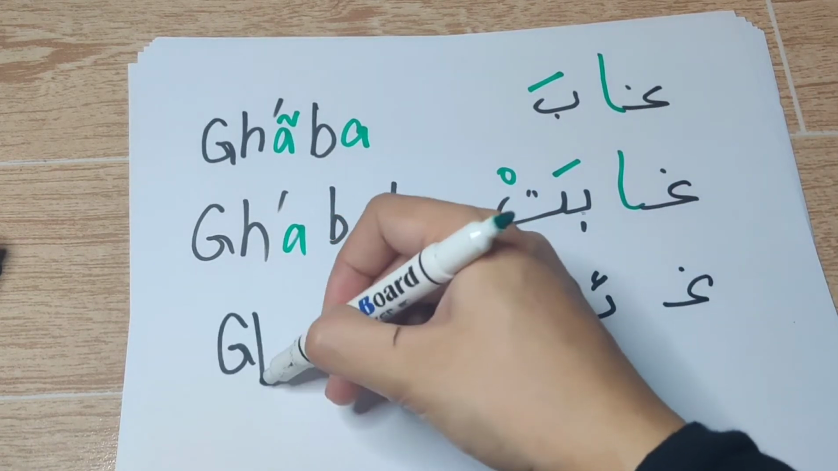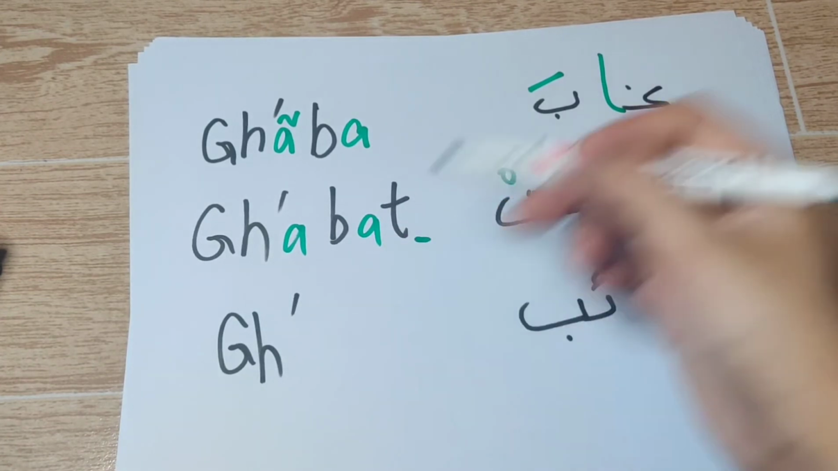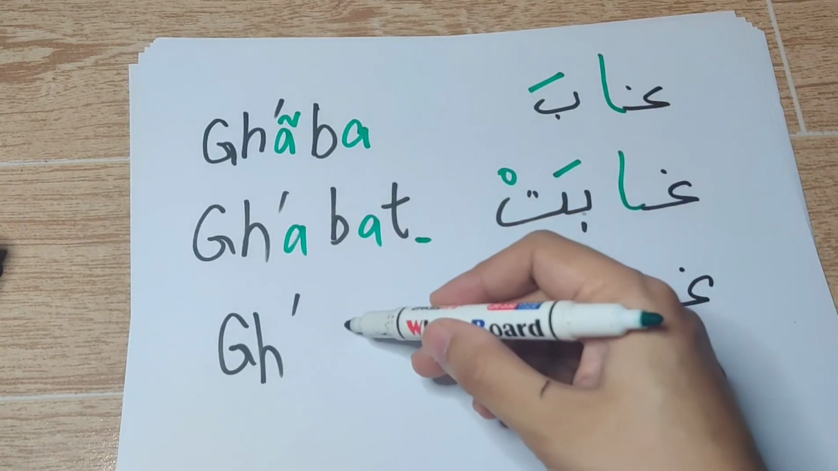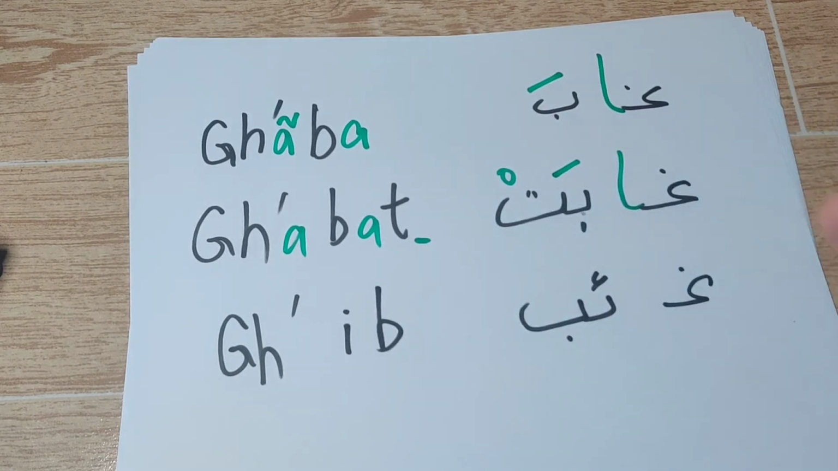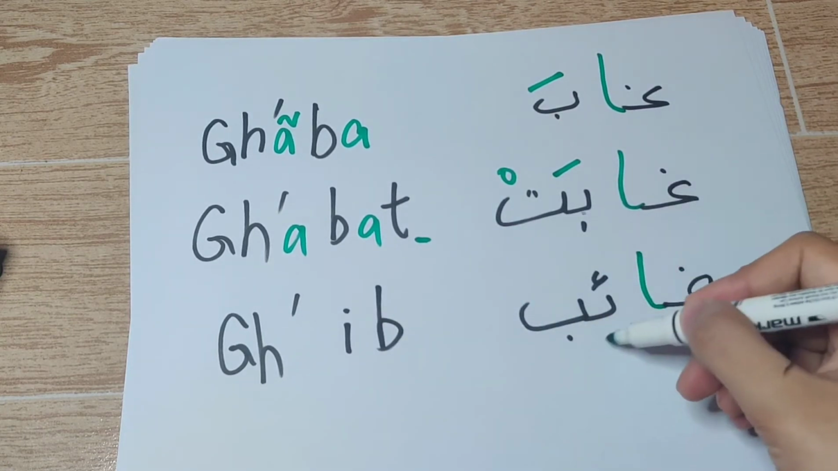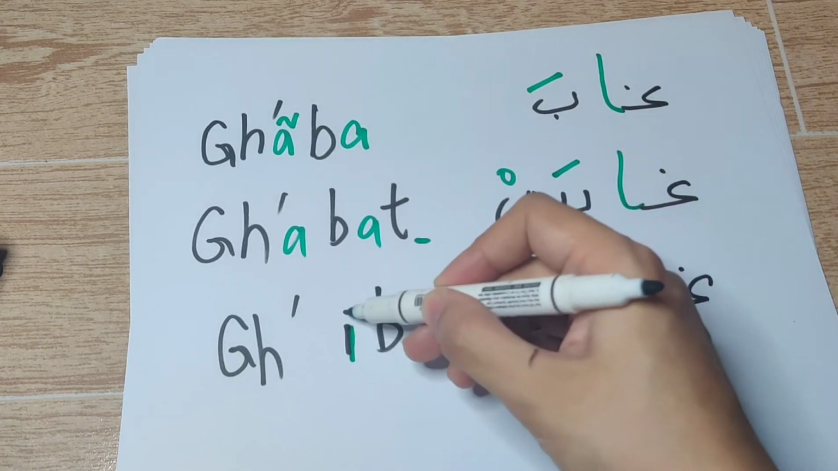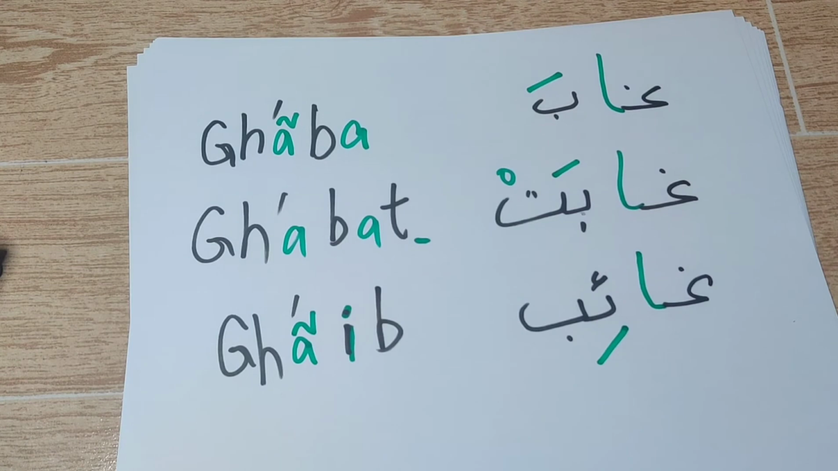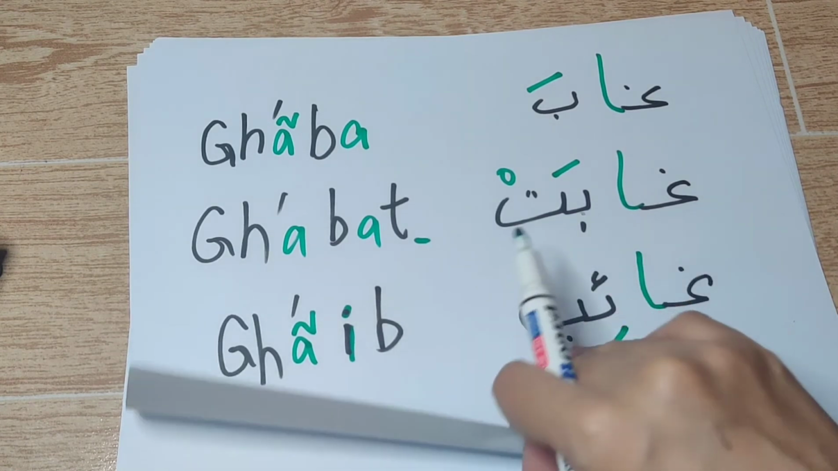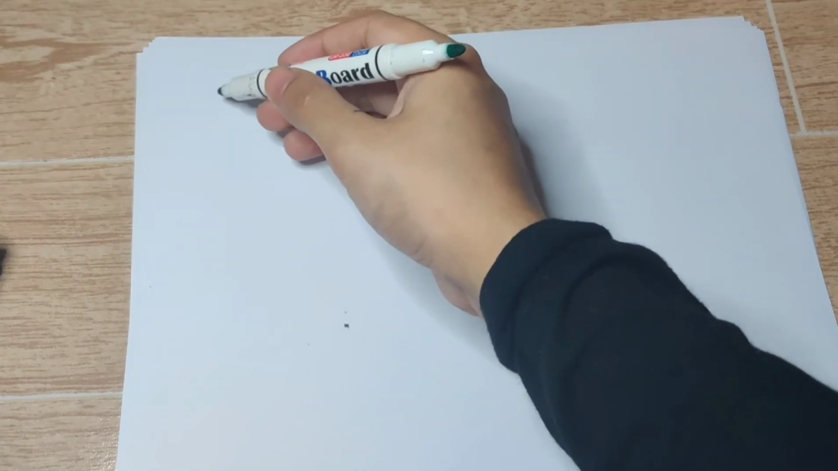Okay, let's use the adjective of ghaba. What do we call a person who is absent? We call him, for a male, ghaib. So this is the first time that we use hamza in the middle of the word, and this is how we write it. We put a little line, like a chair that it sits on, and then we have the kasra, and we call that ghaib.